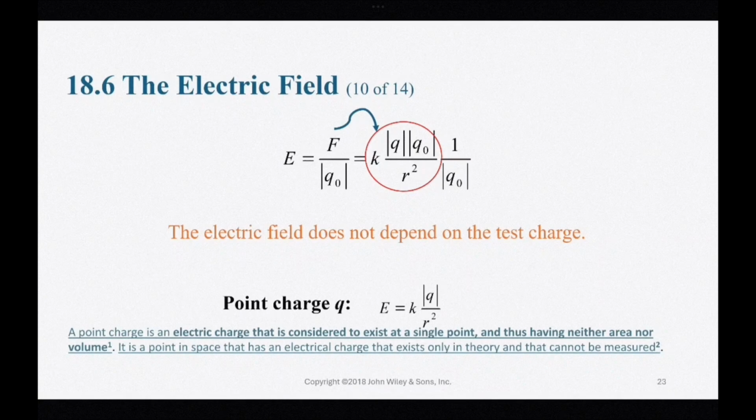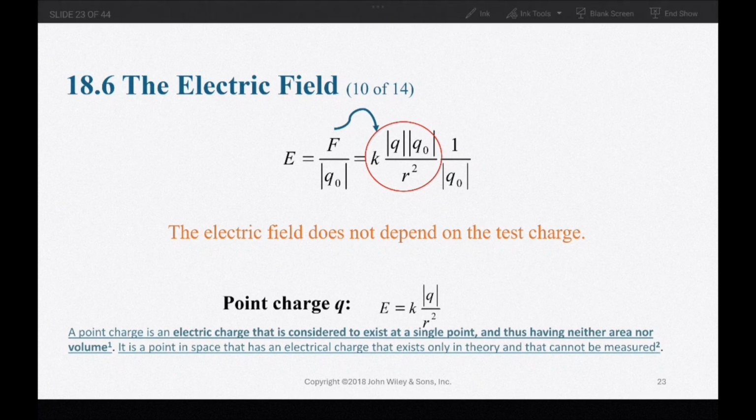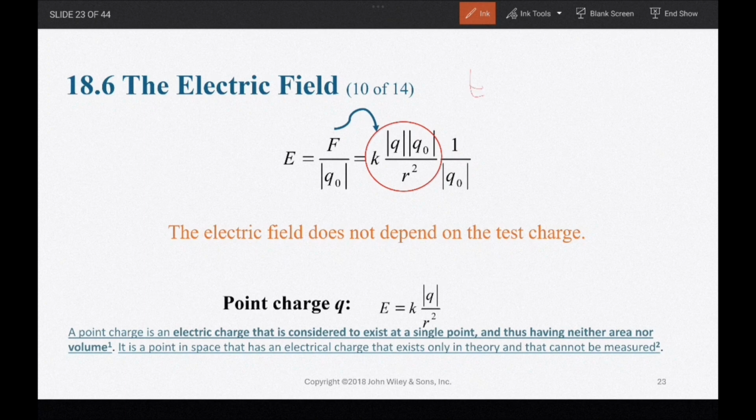Now, the electric field does not depend on the test charge because the point charge is considered to exist at a single point and thus has neither area nor volume. And this point in space has an electric charge that exists only in theory and cannot be measured. So, when the force is not present, we'll be using E is equal to K times the charge over R squared.